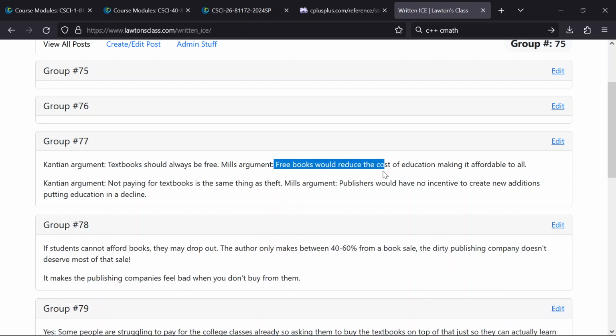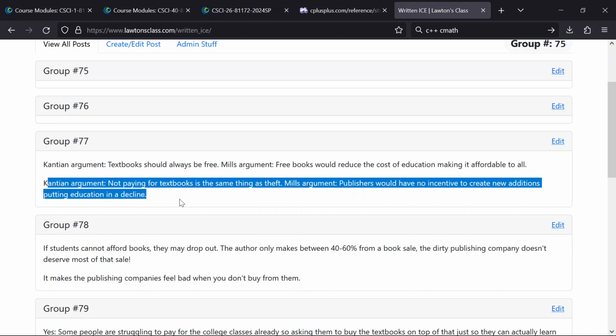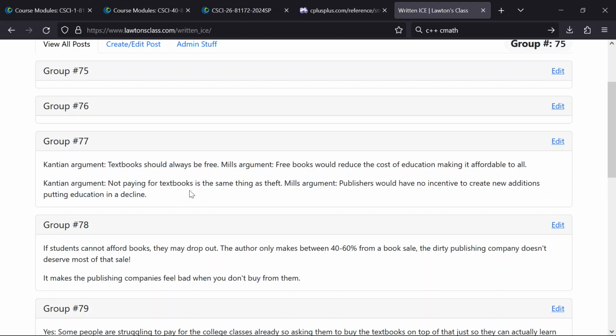Mill would say free books would reduce the cost of education, making it affordable to all. Yeah, an increasing total utility. That's better. Nice. And then I like that you did Kantian and utilitarian arguments for the opposite too. I like that a lot.